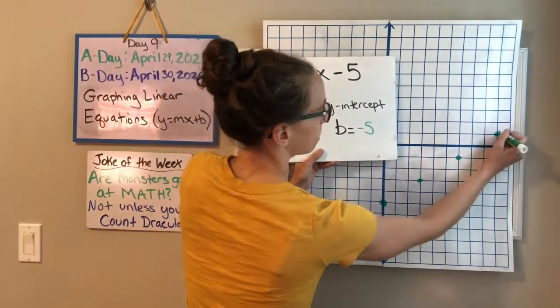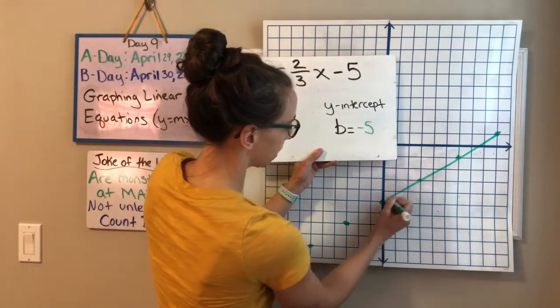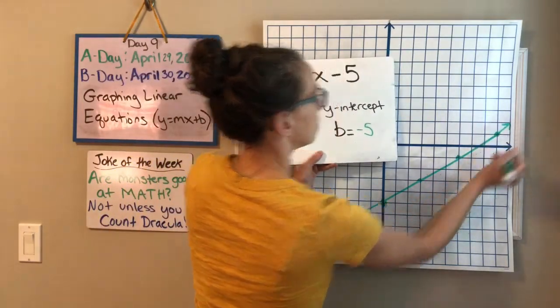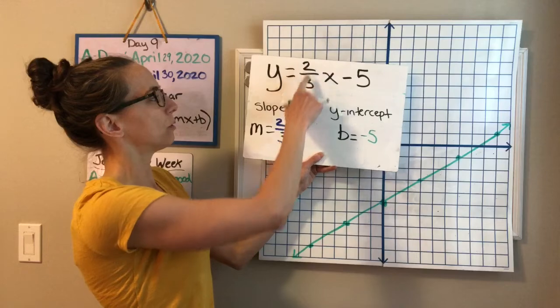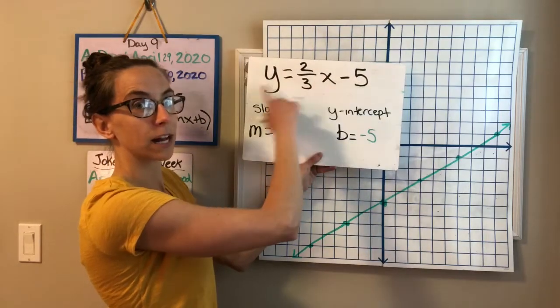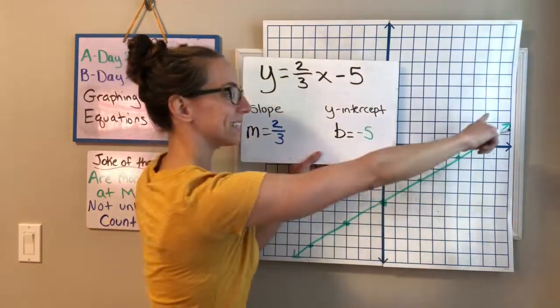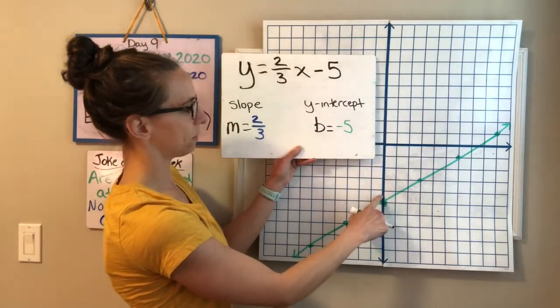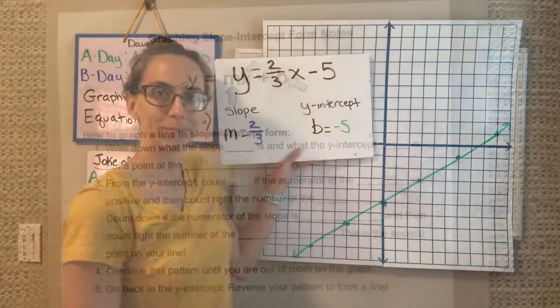The last thing we're going to do is play connect the dots as best as possible, creating our nice straight linear function. So y = 2/3 x - 5, that equation is represented by this graph right here. The y-intercept is at -5 and the slope is up 2 and over to the right 3.